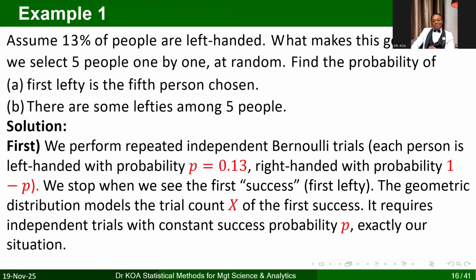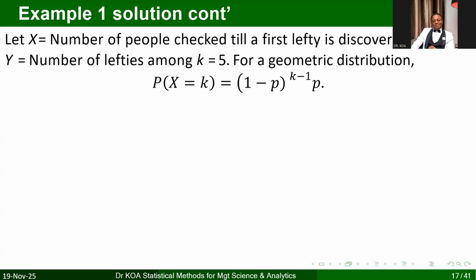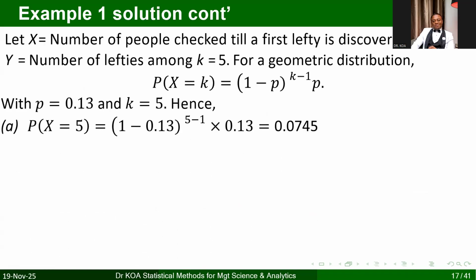Let's just go back and then you see. It says find the probability that the first lefty is the fifth person chosen. Now we are looking always for the first lefty. Probability of success. It's the fifth person. It's not a sixth person, it's not a third person. It's the fifth person. So K is 5. And so when you work it out, you're going to get, the chances are very slim, as you can see, 7.5 approximately.